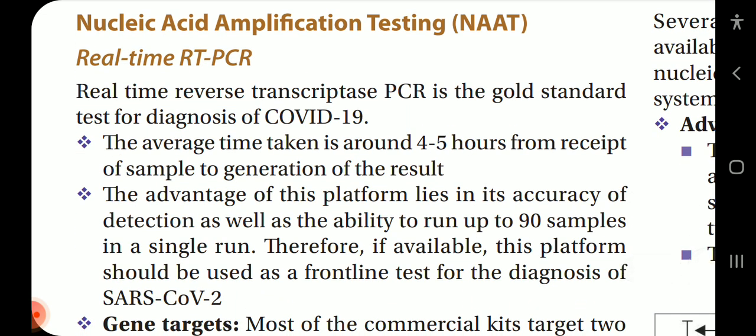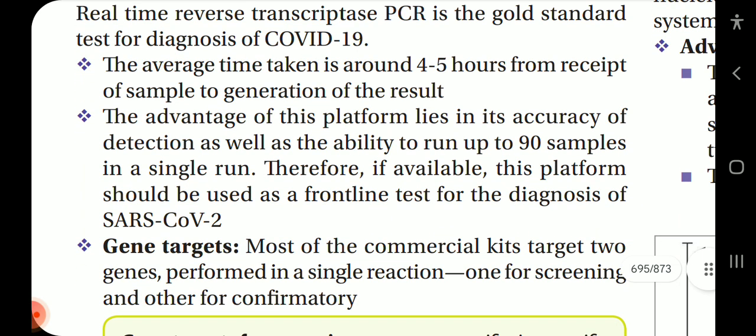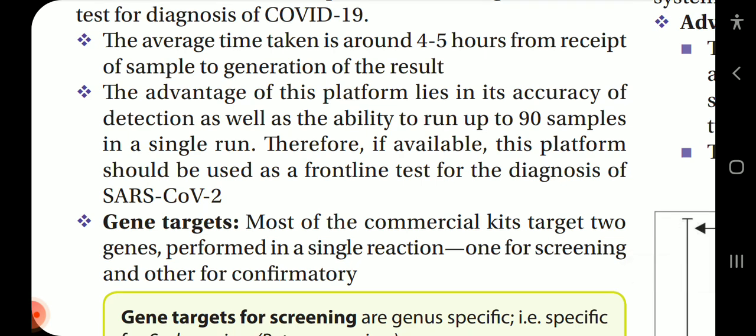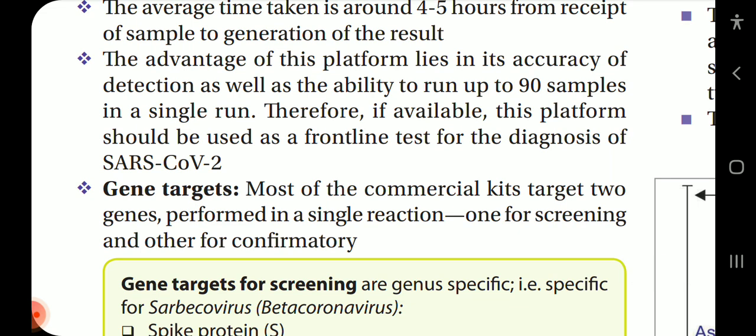Nucleic acid amplification testing, NAT. Real-time reverse transcriptase PCR is the gold standard test for diagnosis of COVID-19. The average time taken is around 4 to 5 hours from the receipt of the sample to generation of the result. The advantage of this platform lies in its accuracy of detection as well as the ability to run up to 90 samples in a single run. Therefore, if available, this platform should be used as a frontline test for the diagnosis of SARS-CoV-2.